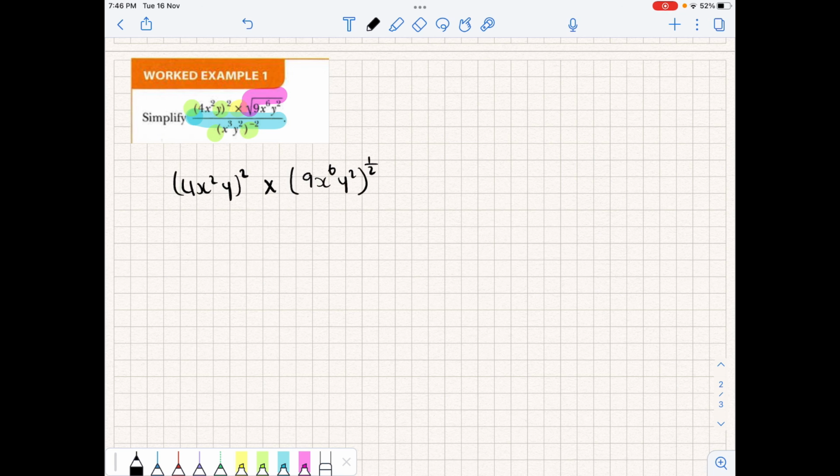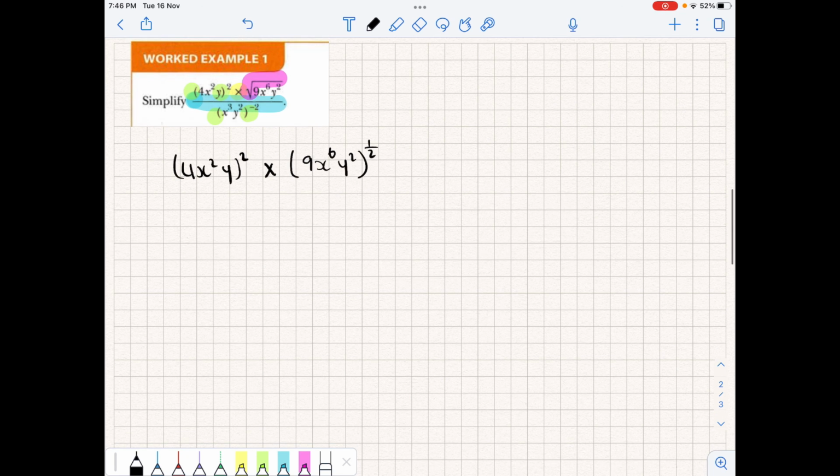So basically raising something to the power of half is the same as taking the square root. And we are dividing all of this by x cubed y squared to the power of minus 2. And we're going to distribute this 2 into the bracket into all the terms. So let's do that step first. We're going to distribute all these powers into the brackets, and we need to remember this is a power being raised to another power, and so we need to multiply the exponents.